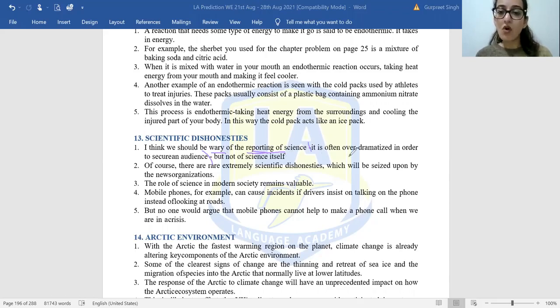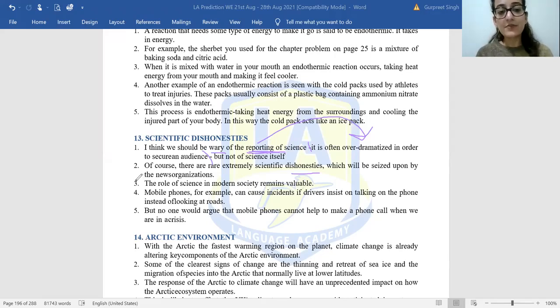And then in the hyphen, they said it is often over-dramatized in order to secure an audience. So they say the reporting is over-dramatized. Of course, there are rare, extremely scientific dishonesties which will be seized upon by the news organizations. A difficult topic, not kind of an easy story. So we should only go with hints. Here we said reporting of science. And here we say dishonesties. So when we report, let's say we are reporting something scientific, it can be honest, it can be dishonest. So again, the broader thing will be reporting of science. And out of that, one branch can be dishonest things, like untrue things that we are talking about by the news organizations, obviously.